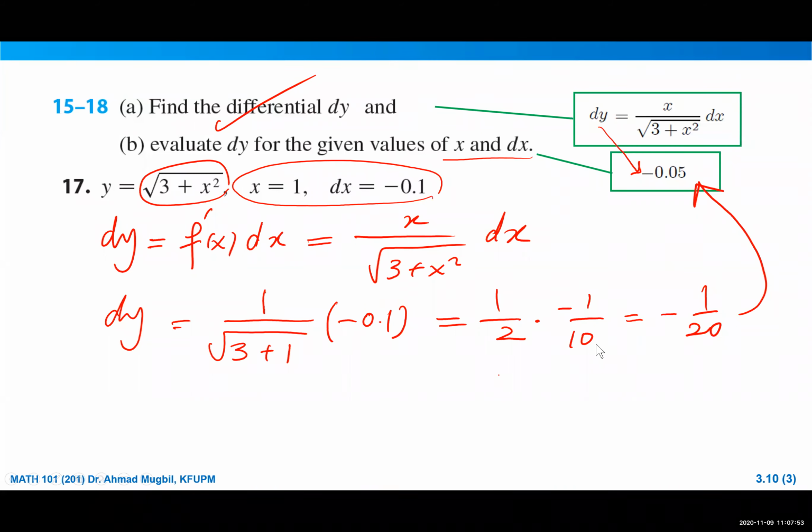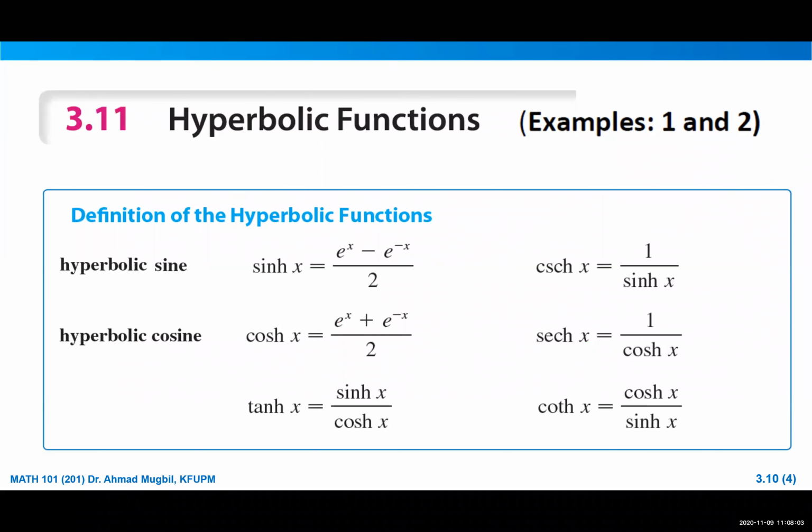So I think this is enough. This exercise is the one that we will solve together. The others, we will solve them, inshallah, in groups. Let's go now to 3.11.